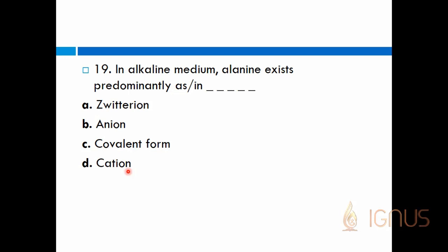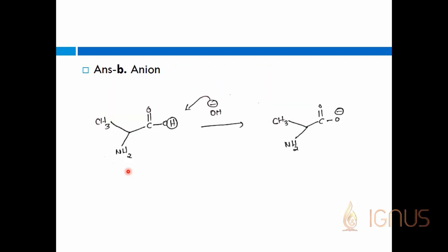Let us discuss the solution for this question. Here there is a structure of alanine. There is a presence of a basic amine group and an acidic COOH group. When we take alanine in a basic solution, this OH minus will abstract this proton and it will give rise to an anion. Hence our option B, anion, is the right answer.